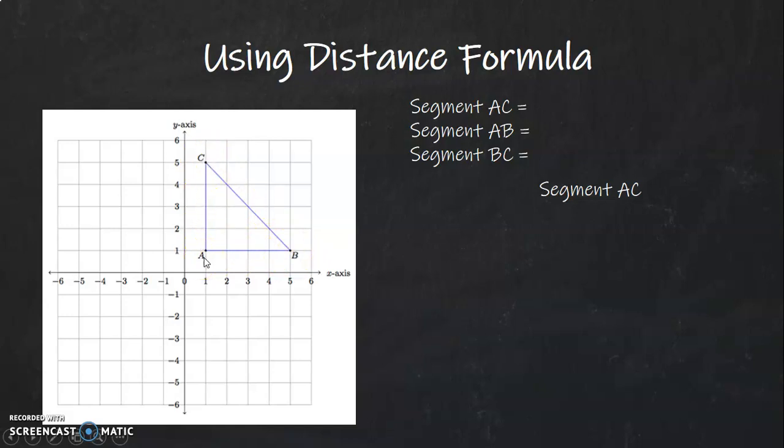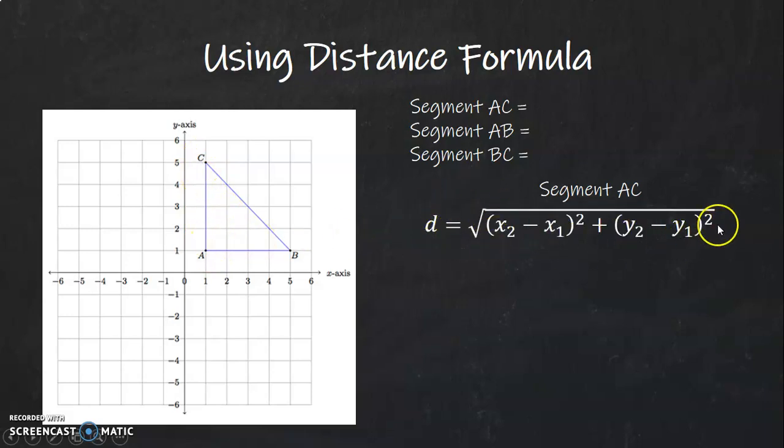So we're going to find the segment lengths of each segment. We're going to do AC, AB, and BC, right? We're going to start with AC. My distance formula, I have plotted right here, so we can just plug it in as we go. So D equals the square root of x2 minus x1 squared plus y2 minus y1 squared.